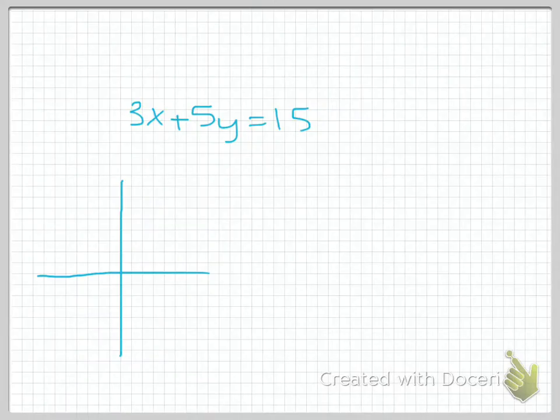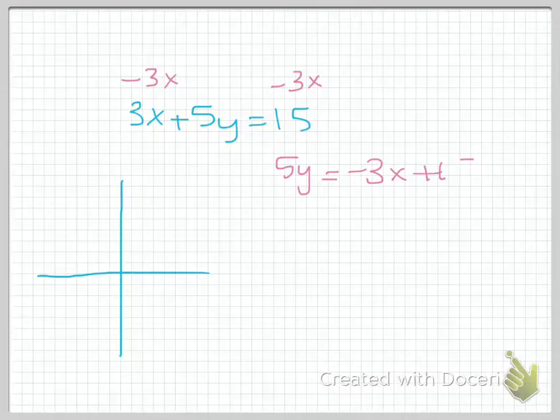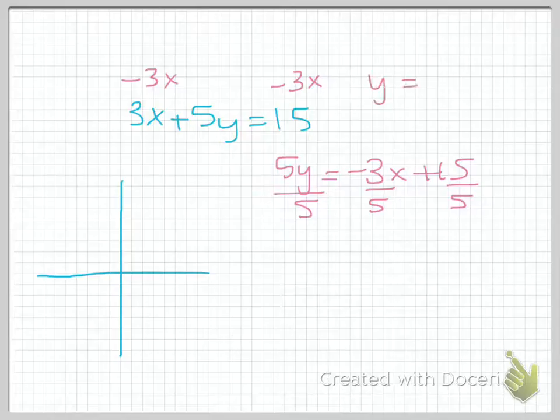So I'm finding the x and y intercept. If I want to graph it, let's go ahead and get it into y equals mx plus b. So 5y equals -3x plus 15, because it has to go mx plus b. Divide everything by 5. So it becomes y equals -3 over 5x plus 15 divided by 5 is 3.